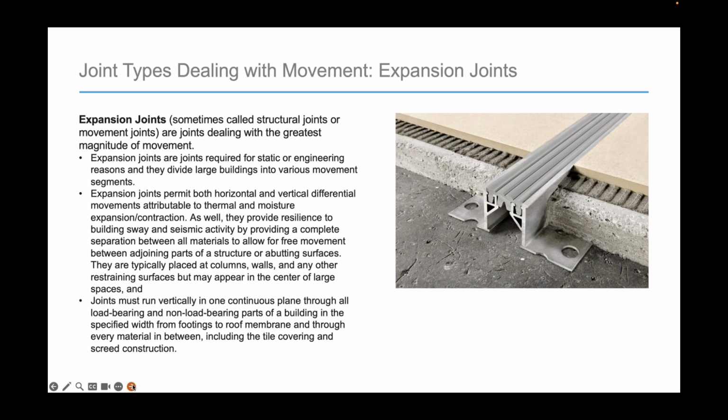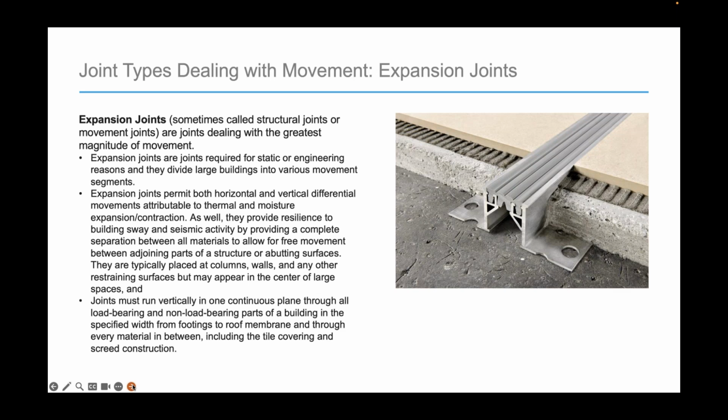Expansion joints, sometimes called structural joints or movement joints, are joints dealing with the greatest magnitude of movement. Expansion joints are required for static or engineering reasons, and they divide large buildings into various movement segments. They permit both horizontal and vertical differential movements attributable to thermal and moisture expansion and contraction. As well, they provide resilience to building sway and seismic activity by providing a complete separation between all materials to allow for free movement between adjoining parts of the structure or abutting surfaces. They are typically placed at columns, walls, and other restraining surfaces, but may appear in the center of large spaces.